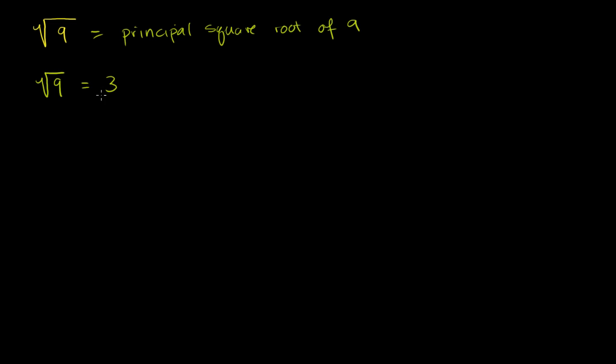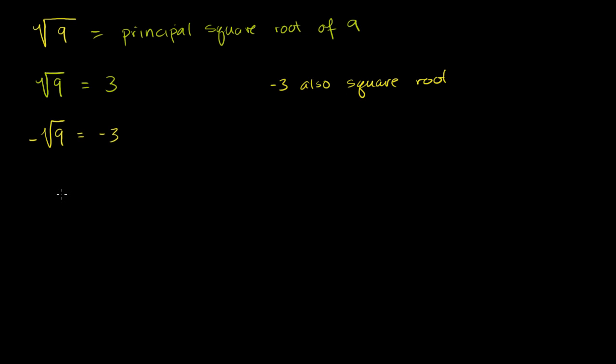And I'm being clear here because you might already know that 9 has two actual square roots. By definition, a square root of 9 is a number that if you square it equals 9. 3 is a square root, but so is negative 3. But if you just write a radical sign, you're actually referring to the positive square root, or the principal square root. If you want to refer to the negative square root, you would put a negative in front of the radical sign. That is equal to negative 3.